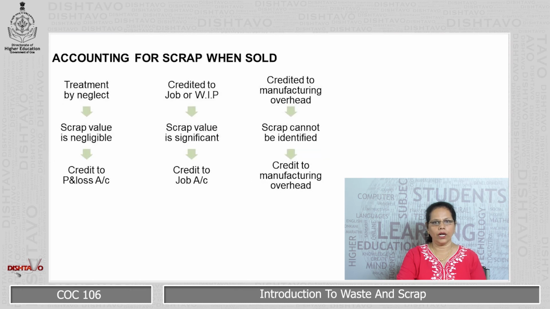Let us discuss about accounting for scrap when sold. Under this we have treatment by neglect, where the scrap value is negligible and it is credited to profit and loss account. When scrap is sold, it is also credited to job or work in progress. Here, the scrap value is significant and it is credited to job account. Next, it is also credited to manufacturing overheads. Scrap cannot be identified and it is credited to manufacturing overhead account.